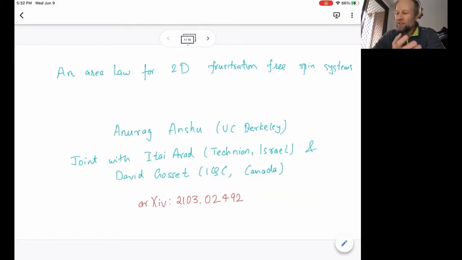And so he's worked on communication complexity, information theory, and he's also worked quite in depth on area laws. And he's going to tell us about his most recent work on that today. Okay, Anurag, take it away.